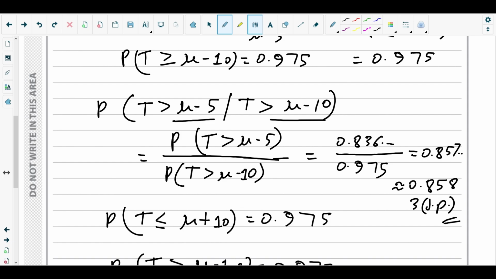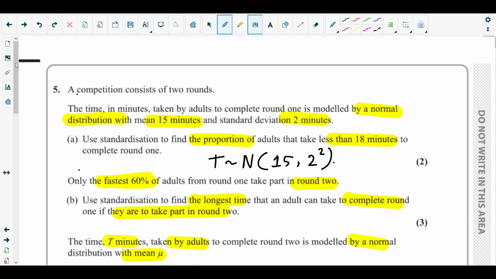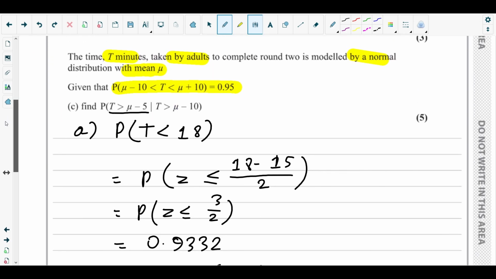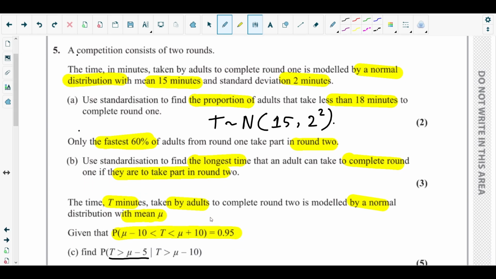Okay, so that was all about part C of question number 5 from the S1 May 2024 paper, and that's the end of question number 5 of this paper. That's it.